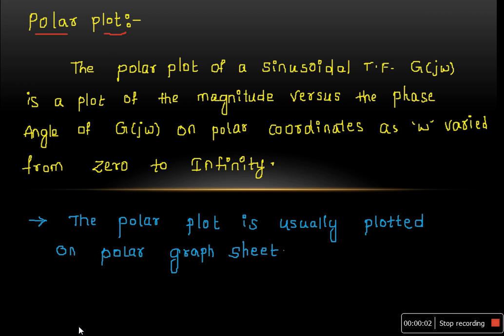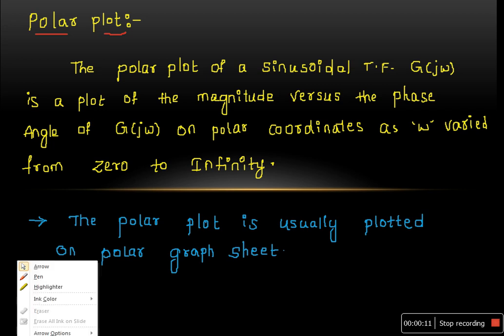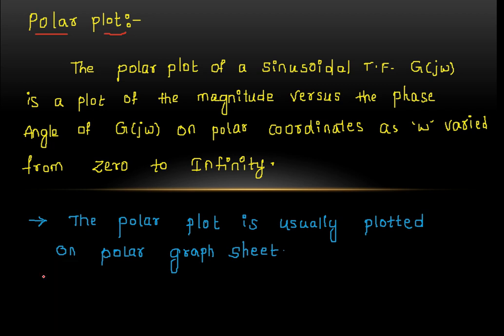Hello everyone. In this video we are going to study the polar plot. The polar plot of a sinusoidal transfer function G(jω) is a plot of magnitude versus the phase angle of G(jω) on polar coordinates as ω is varied from 0 to infinity.